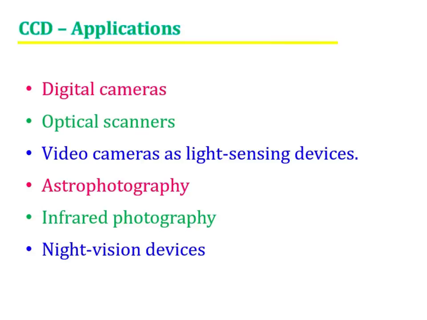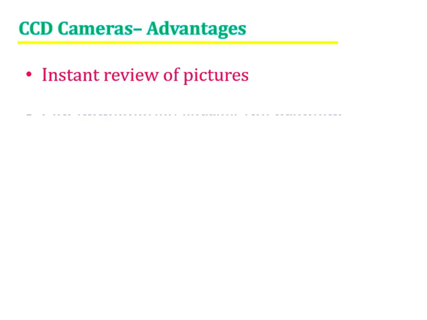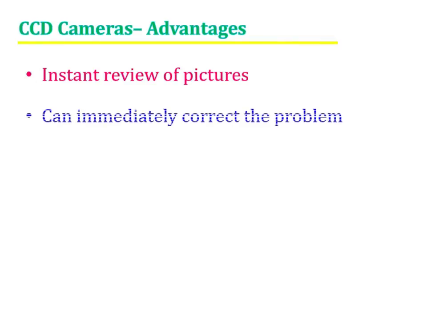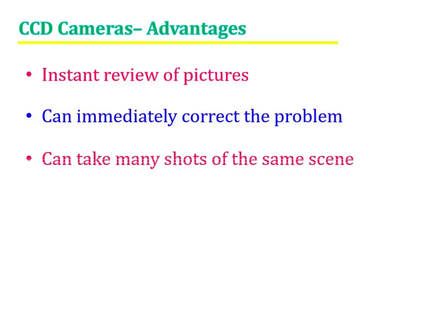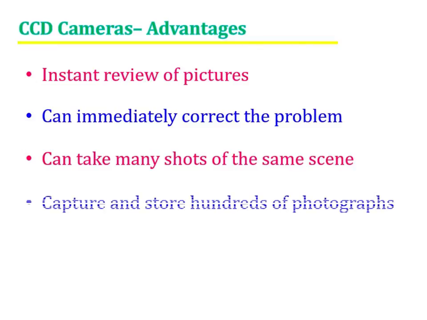We will try to list down the advantages that make it worthy enough. The first and foremost thing is that you can instantly view the pictures, as said earlier, where you need not wait for the film to be developed. Second, if the photographer has not taken the picture properly, he can immediately correct the problem and take another picture. He has the facility, right? He can erase it and take a new picture. And he can take many shots of the same scene with different settings. That can also be possible.